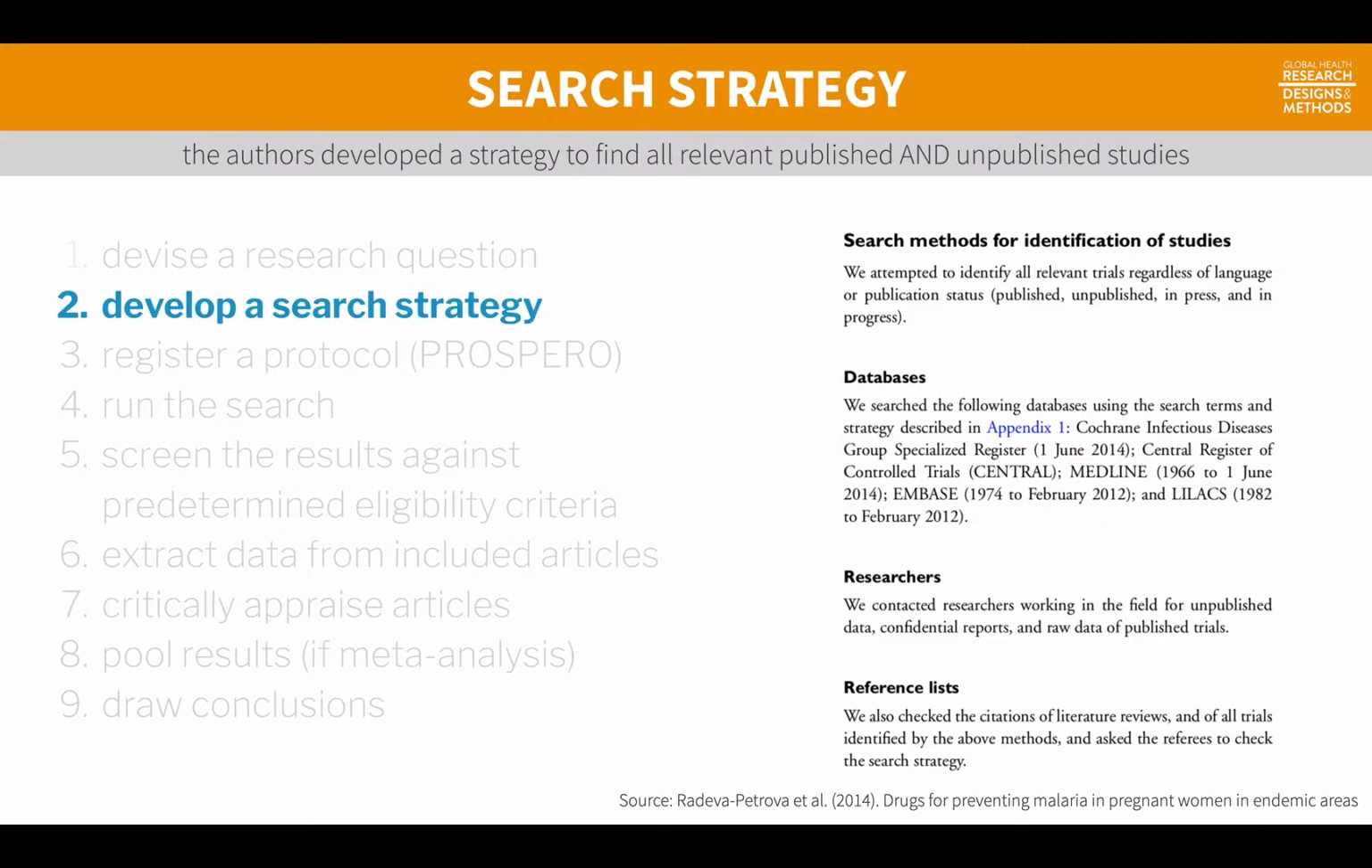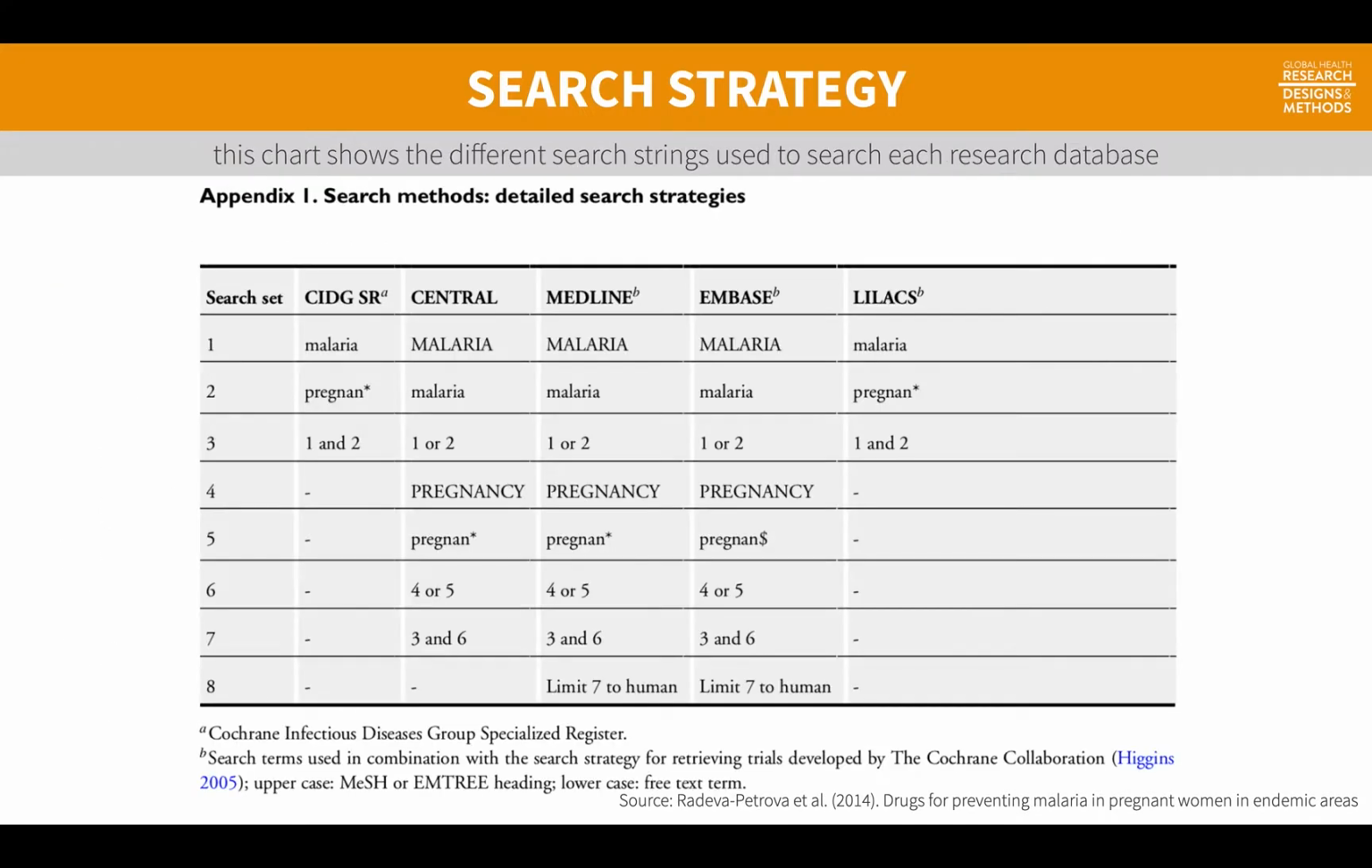The methods section of a systematic review should tell you everything you need to know to reproduce the literature search, including details about the databases searched, start and end dates, and supplemental strategies such as checking reference lists and asking subject matter experts for unpublished data and reports. Often you'll find a table like this one in the appendix that gives you precise instructions for replicating the search in different research databases.